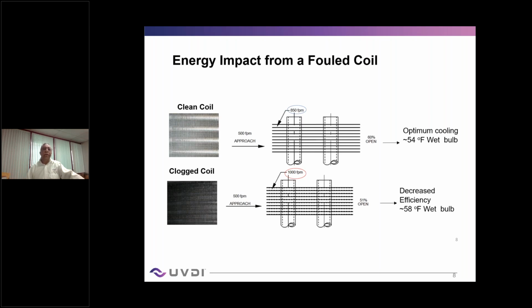The picture on the top is showing, say, your air is coming in at 500 feet per minute, with the surface area available inside, say it's 850 feet per minute for a clean coil. But when the coil gets clogged, these fins are getting coated, so your available surface area is less. So your face velocity is now increasing, which is not allowing the air to have a healthy heat transfer and results in much poorer efficiency.